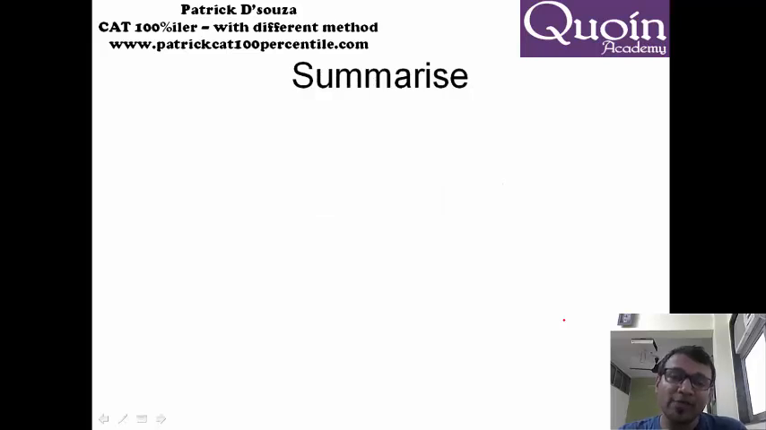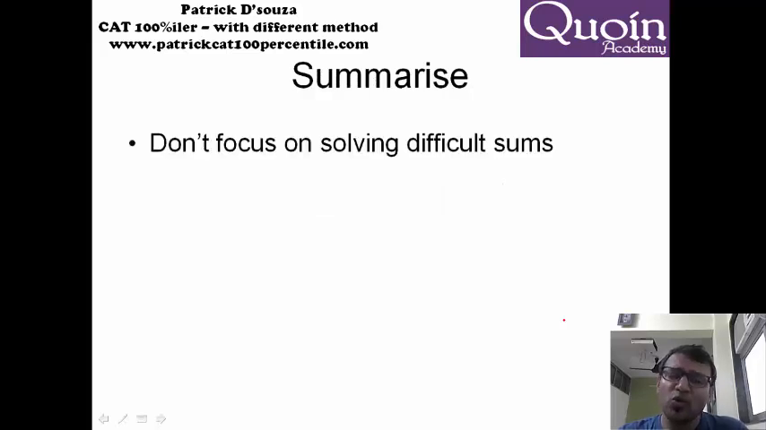So let me summarize what I have said. Okay? Don't focus on solving difficult sums. In an exam, though you have difficult sums, they are not formula based. When I go to the various forums that are there, half the sums I cannot solve. They are based on some weird formulae. I have heard of some Euler's theorem, Chinese remainder theorem, etc., which I have no idea about. Heard of them, but I don't know what they mean, and I don't use them.